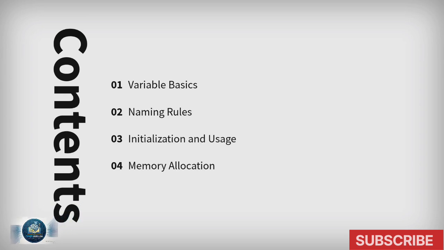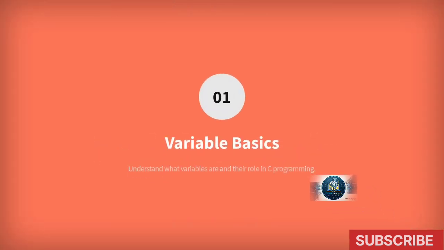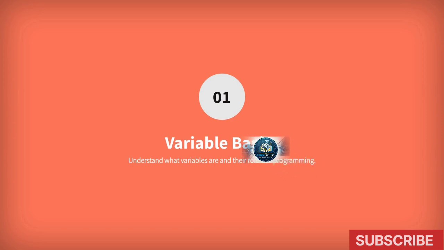We'll explore their basics, naming rules, how to initialize and use them, and finally, how memory is allocated. Variables are the foundation of data storage in C. In this topic, we'll uncover what variables are, how they work, and why they're crucial for programming. Let's start by defining a variable.